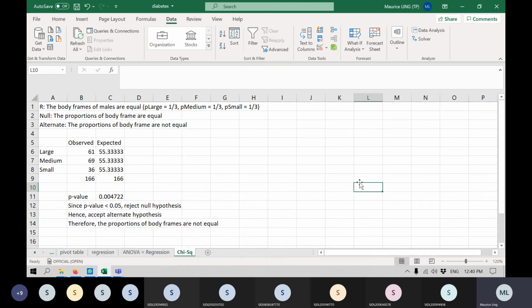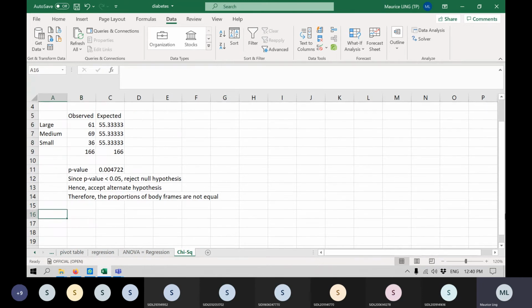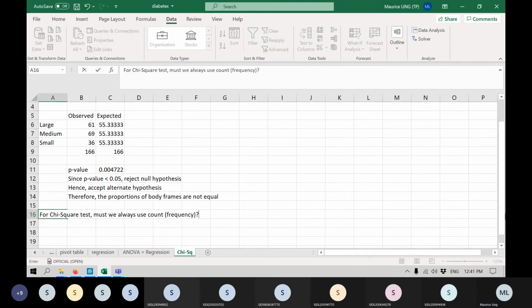Okay, so the next question that I'll ask you is, must we always use count? This is a question for the chi-square test. Must we always use the count or the frequency? What I'm trying to ask is, can we use percentage instead?